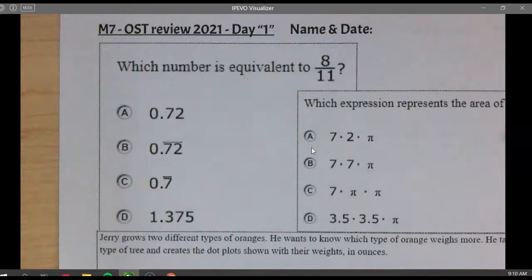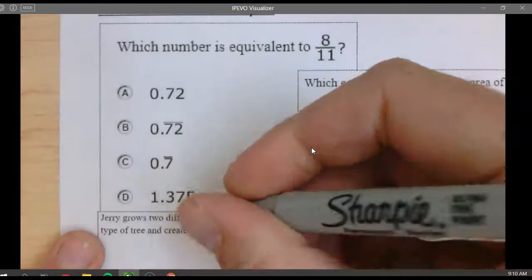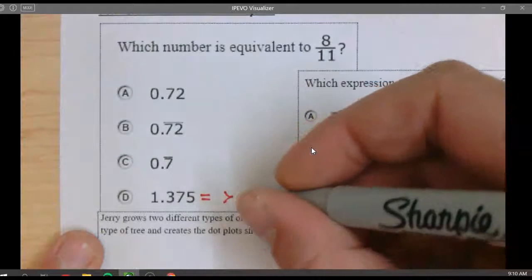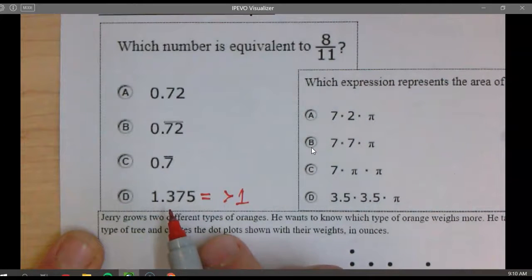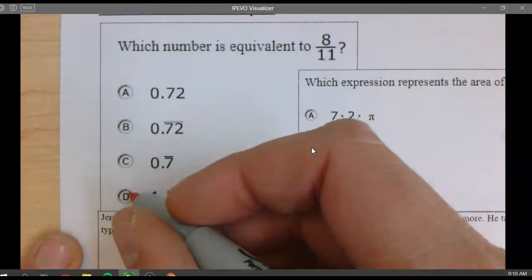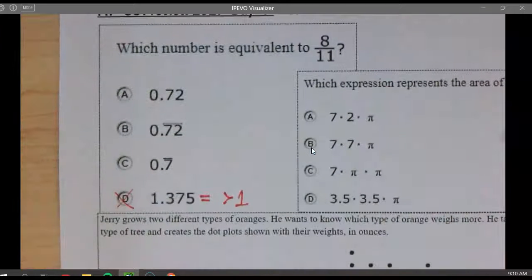Why do we know it's not the 1.375? Yeah, this is a number bigger than 1, right? So it is definitely not the 1.375. So I'm going to go ahead and put an X through that, because it is not that one. Guys, we're going to circle the correct answers on our worksheet.